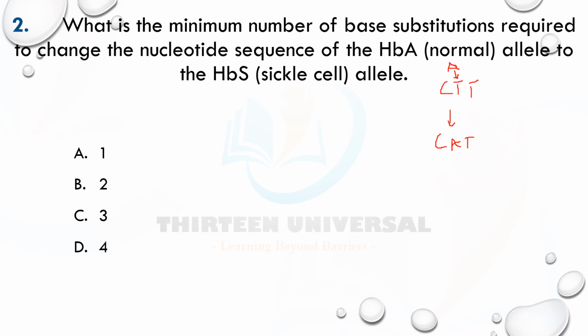You notice that this CTT normally codes for glutamic acid, which is polar. It is now replaced by CAT, which codes for valine, which is non-polar. Anyway, I'm not going to go further than that. We're going to see questions that will explain that. But what I'm trying to say is one base substitution: adenine replaces thymine, and instead of having CTT, we're having CAT. So the answer is 1. Do you get? All right.